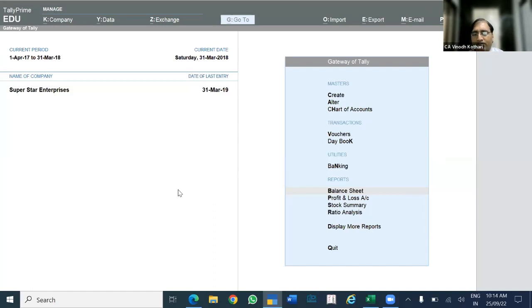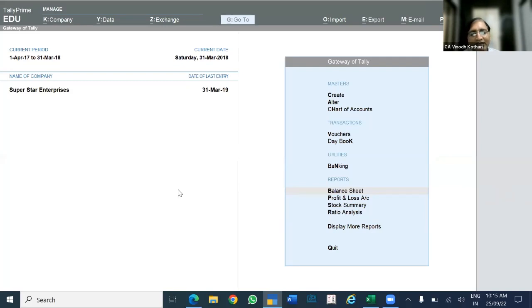ICICI Bank. I am depositing bank amount in ICICI. Bank account. Right, under current asset. GST payable. What is GST? Tax. Very good.